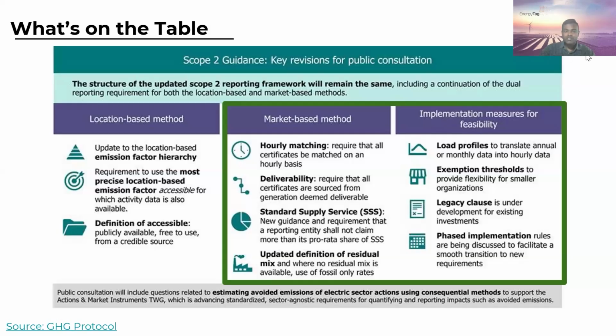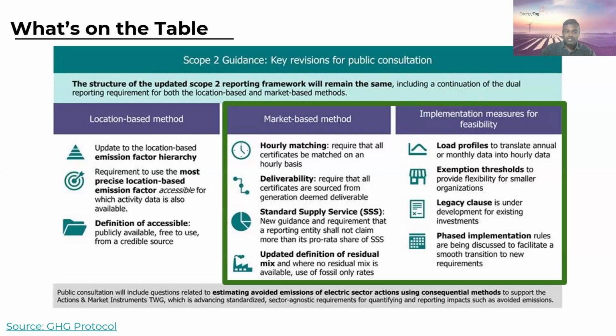What is important here is that the structure of the updated scope 2 reporting framework is not changing. It remains the same. That means it is keeping the dual reporting requirements: the location-based and market-based methods will remain as they are, but they will get improved. On this slide, as you can see in the highlighted part, which is market-based accounting, that's where the key changes are happening. Of course, on the location-based method also, there are a few changes happening. So let's start with the location-based method.